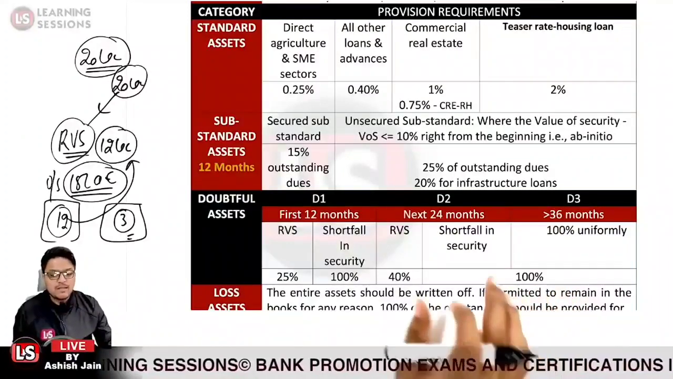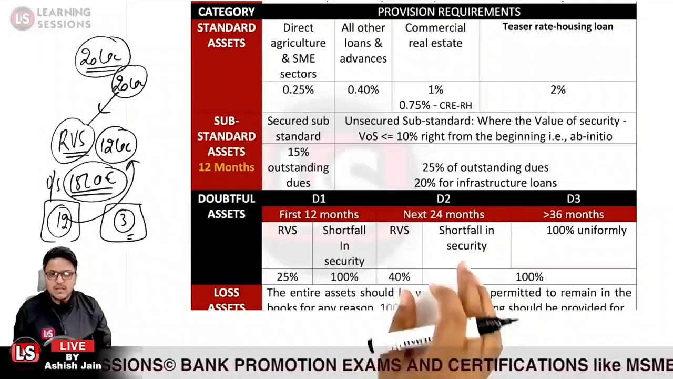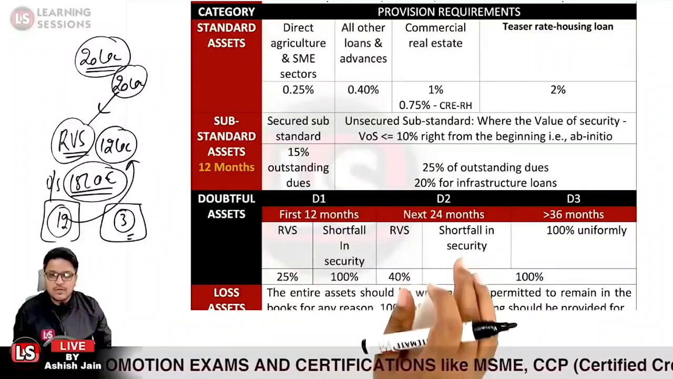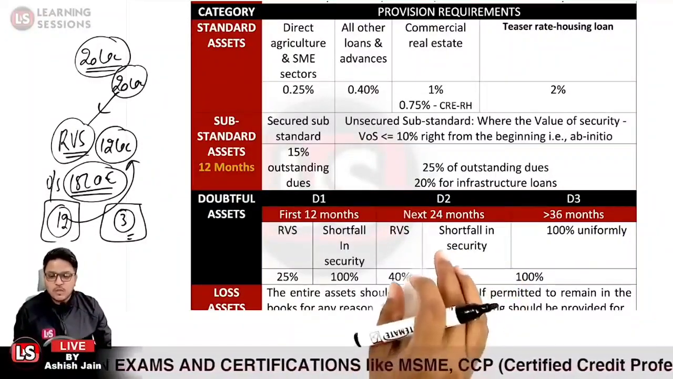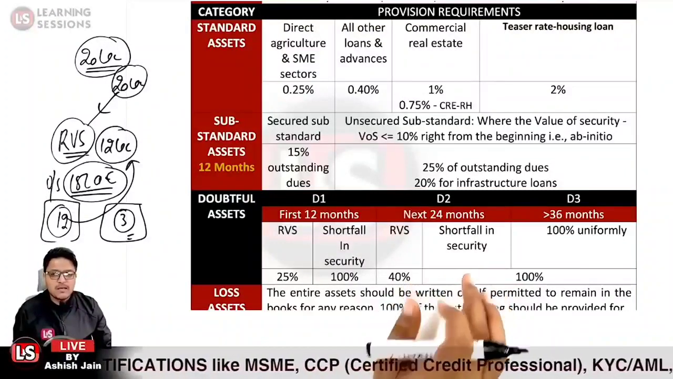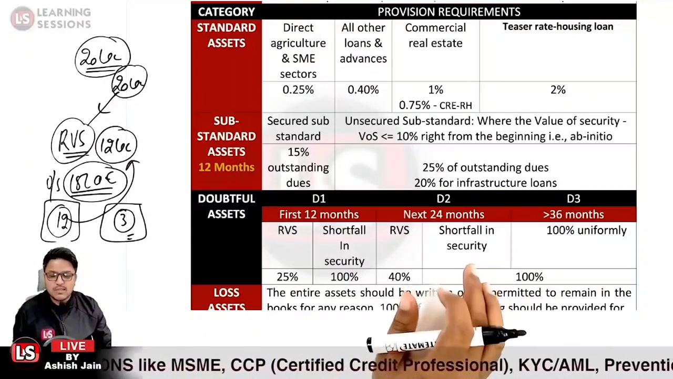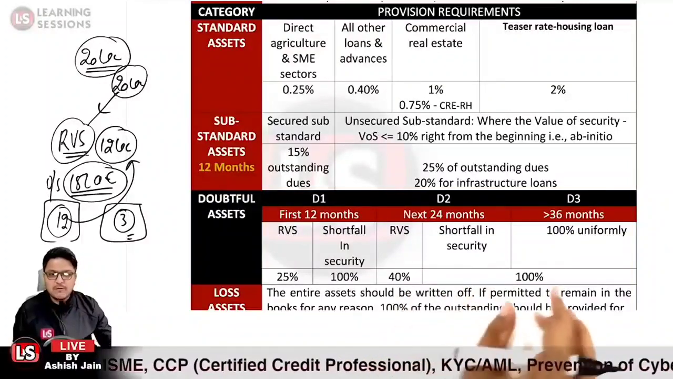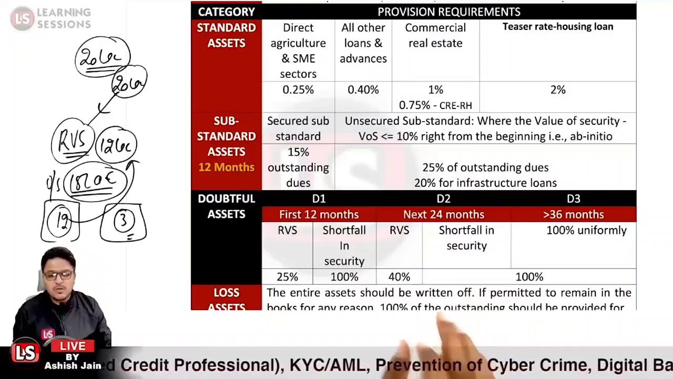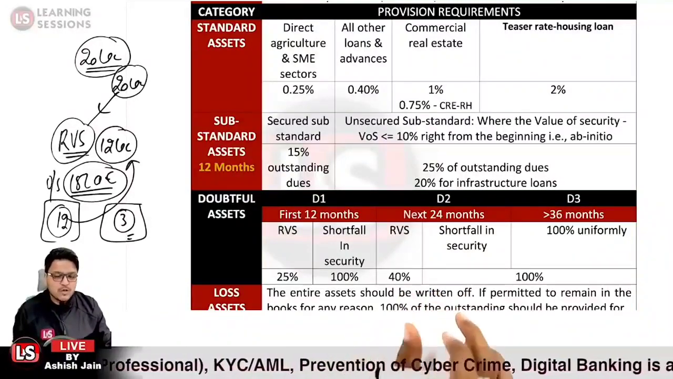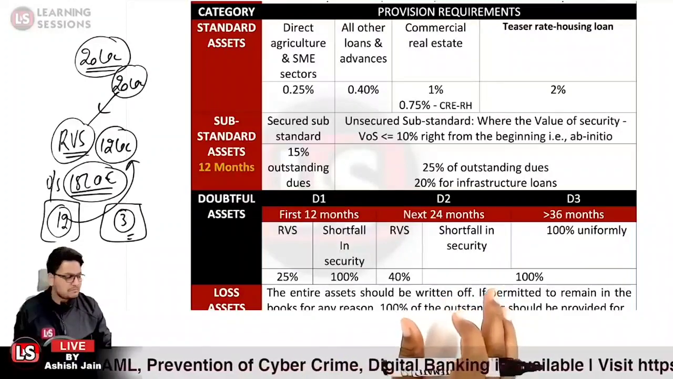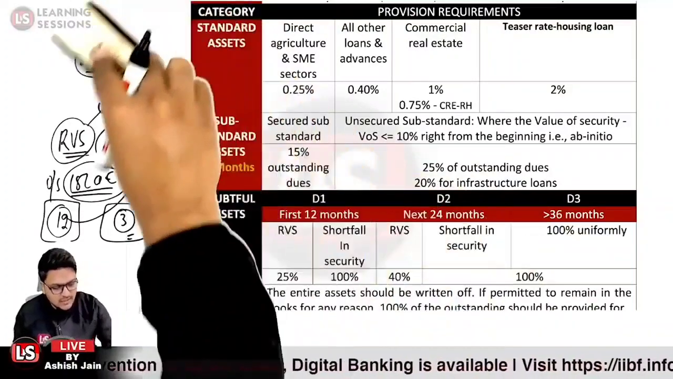Is that clear? Further, under the D2 category, where the loan will remain after the D1 category for the next 24 months, for the secured part the provision is to be created at 40%, and for the unsecured part, where the shortfall of the security is there, it is 100%. For the D3 category it is 100% uniformly. And also for the loss asset, the provision is to be created at 100% uniformly. Is that clear?